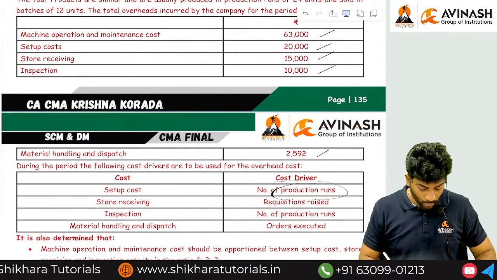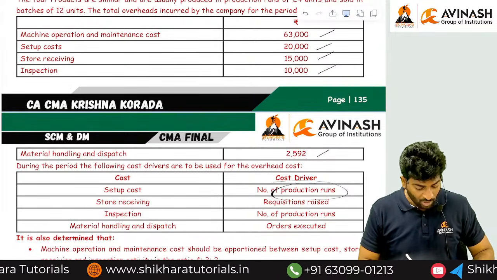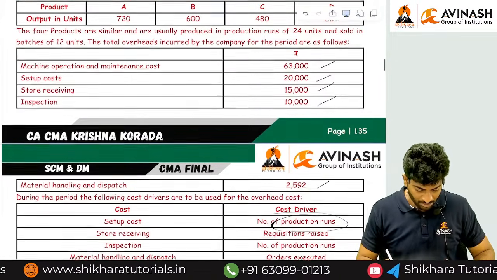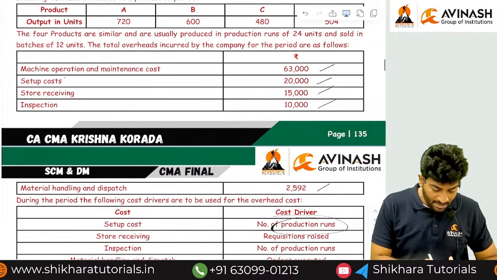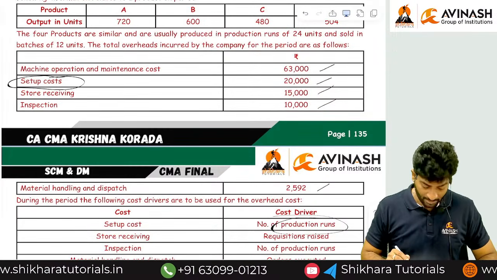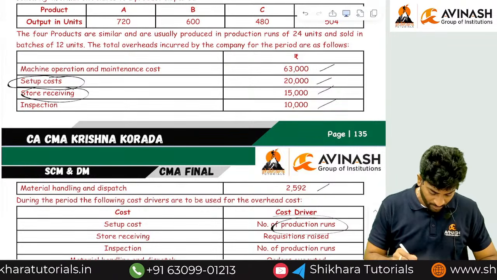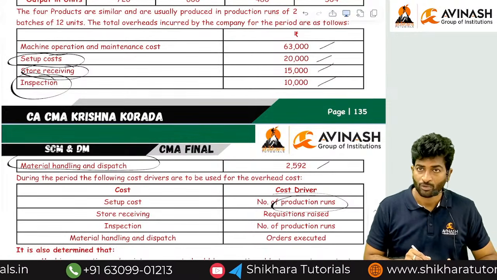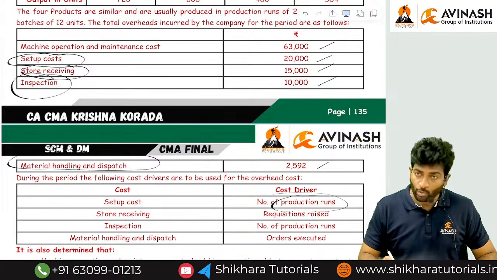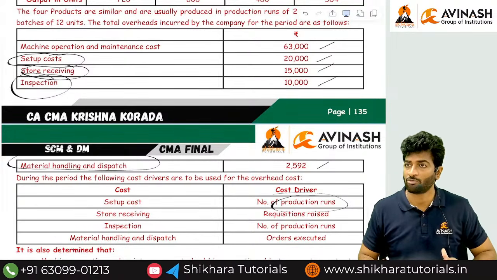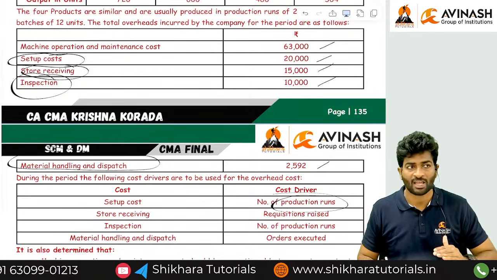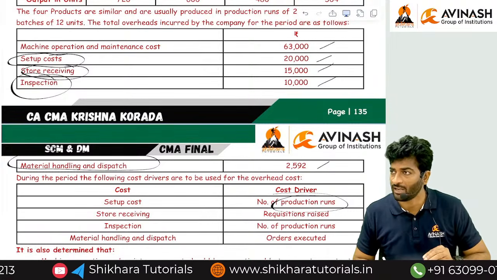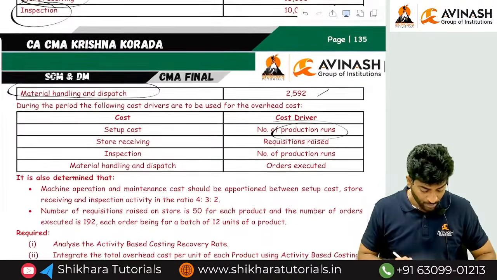Now, coming to cost drivers. During the period, the following cost drivers are to be used for the overhead cost. First, they gave you setup cost, number of production runs. Stores receiving, third one. Inspection, fourth one. Material handling and dispatch, fifth one. So even though you have 5 expenses, they gave you cost drivers only for the last 4: second, third, fourth, fifth. So for machine operation and maintenance, some information is missing, right? Let us go through the balance of the question, then you will get an idea.